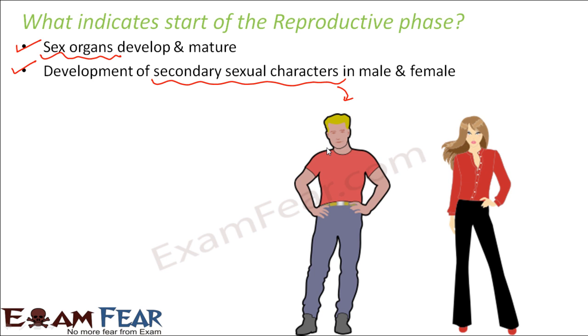Now we are going to talk about the secondary sexual characters in more detail. This was just to tell you how we know that the reproductive phase has started. These are some of the changes which tell us that this person has entered his adolescence.